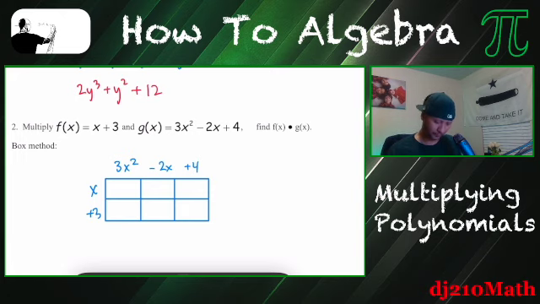All right, so then you just multiply, kind of like area. So this is going to be x times 3x squared. So you add the exponents, so 3x cubed. And then you just keep going down the line. x times negative 2x. This is going to be negative 2x squared. And then x times 4, 4x. It's positive. Okay, moving to the next row. 3 times 3x squared will be 9x squared. Again, that's positive. 3 times negative 2, negative 6x. And then 3 times 4 is 12.